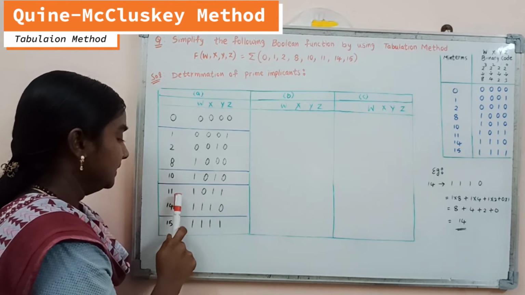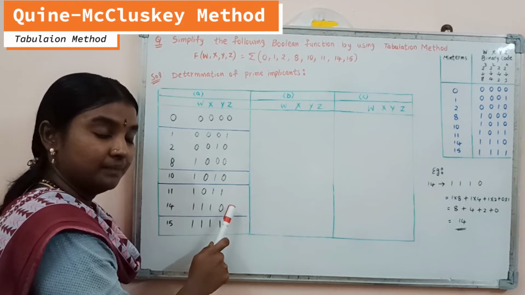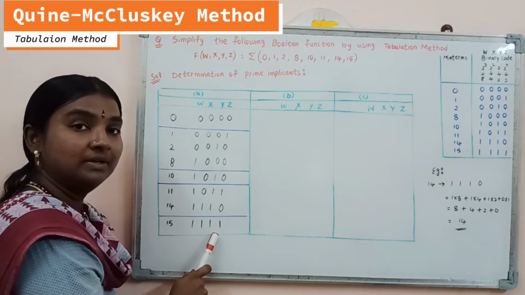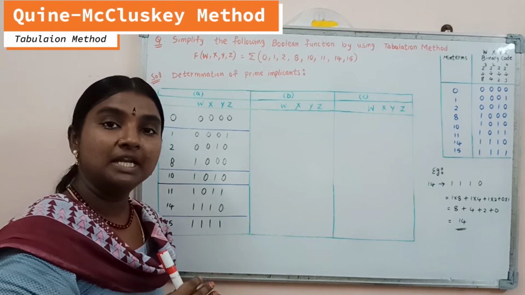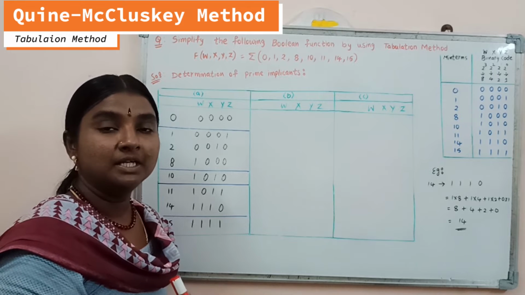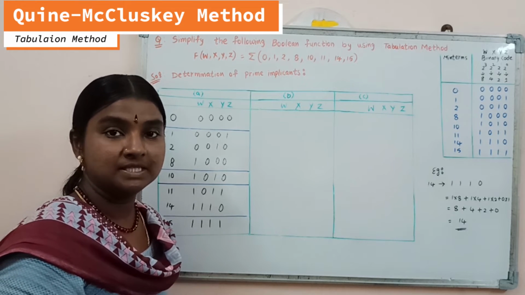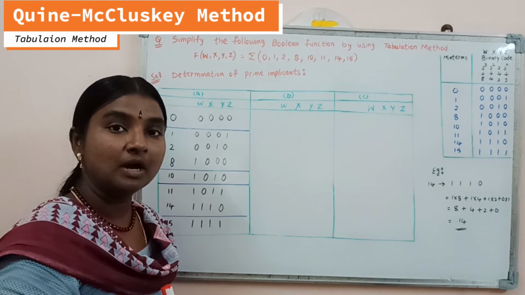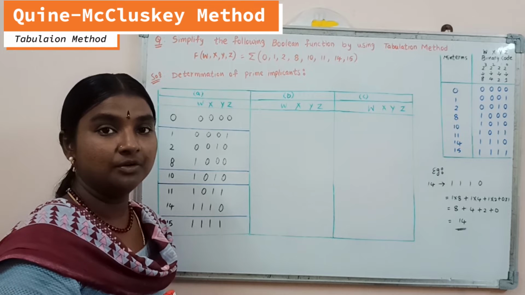And after that, M11 and M14 have 3 ones, and M15 has 4 ones. So, by following this procedure, we need to divide all the minterms according to the number of ones. Now, coming to the next step, here we need to compare each minterm from one row to the second row.